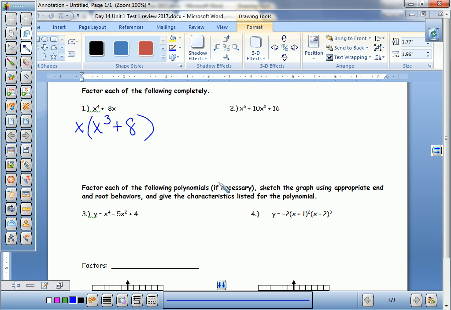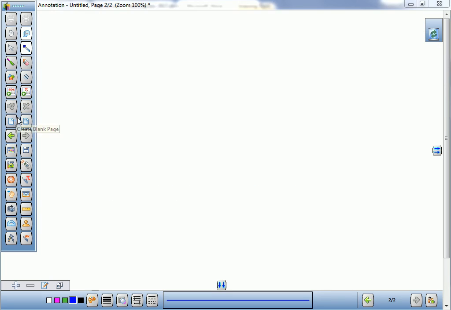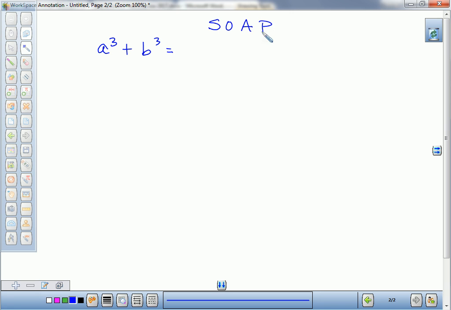Now, hopefully you recognize this is a sum of cubes. Let's go back over our pattern for our sum of cubes. Now, remember, it's SOAP. SOAP is what helps us get the signs right. SOAP stands for: the first one is the same, the second one is the opposite, and the last one is always positive. So that helps us remember our signs.